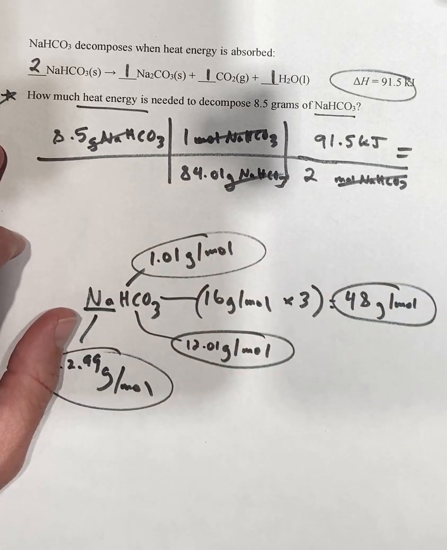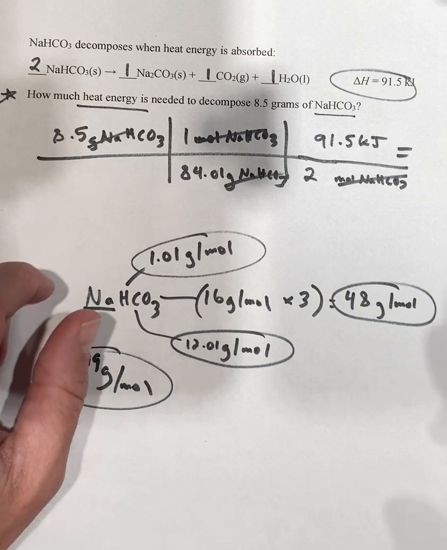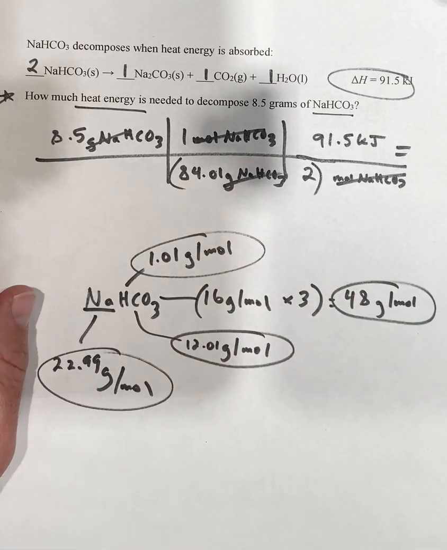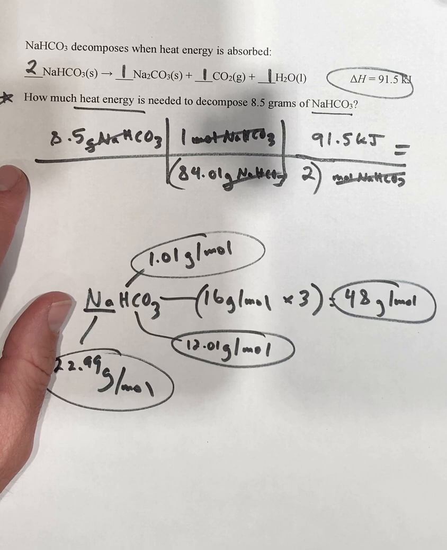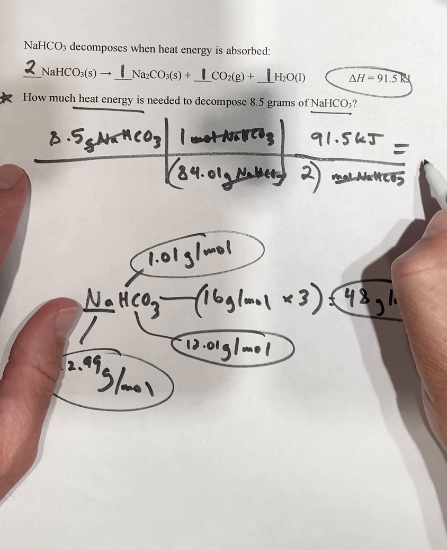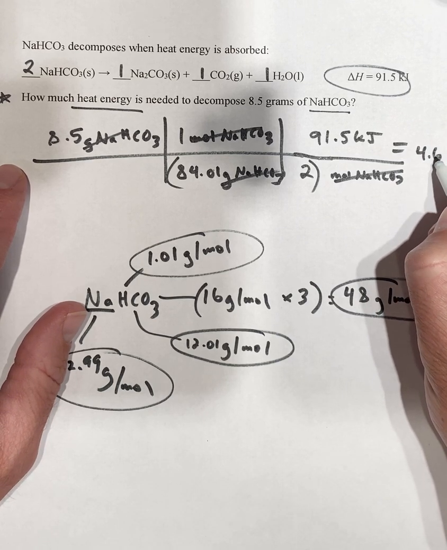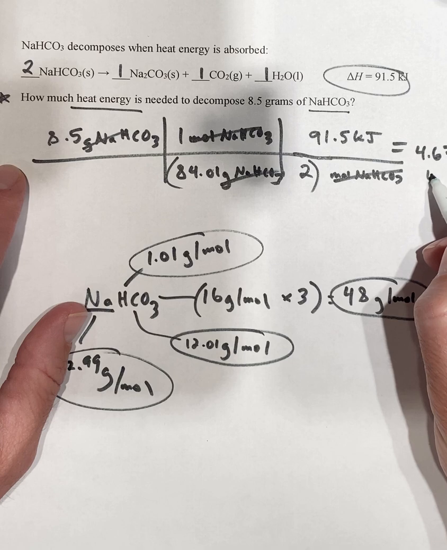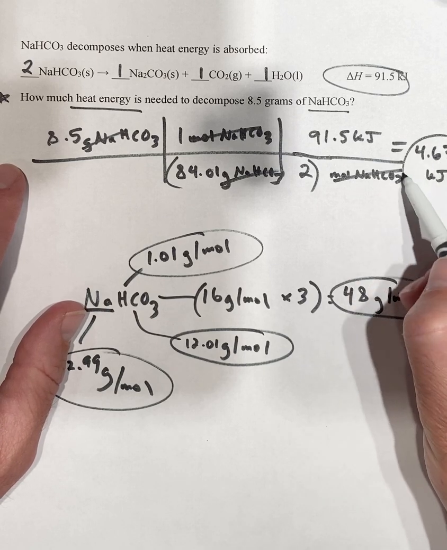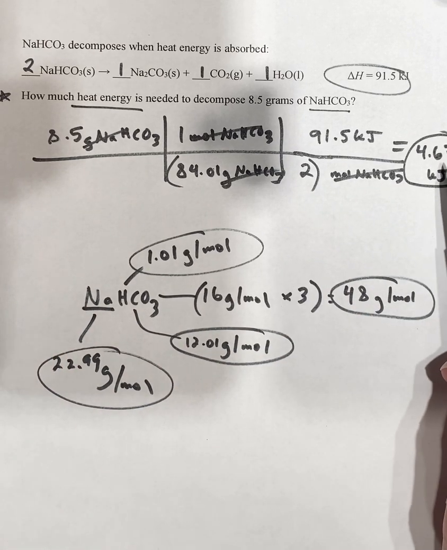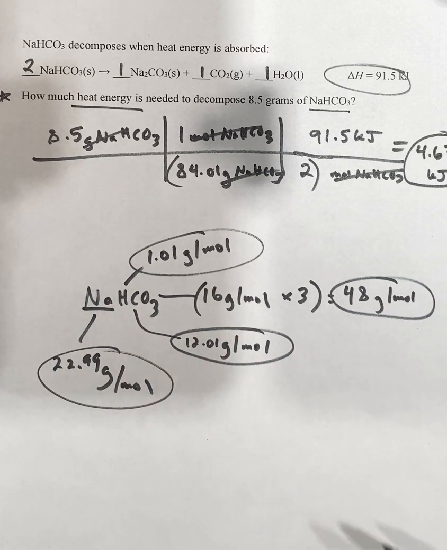So let's do that. 8.5 times 91.5 divided by, and then I'm going to put these in parentheses because I want to abide by the order of operations, 84.01 times 2. My answer is 4.63 kilojoules. All right, so it would take 4.63 kilojoules of heat energy to decompose 8.5 grams of sodium bicarbonate.